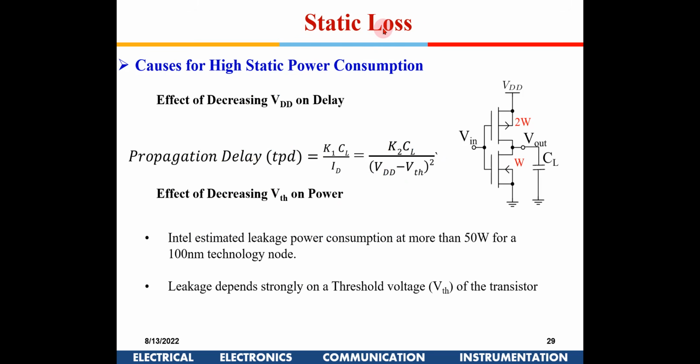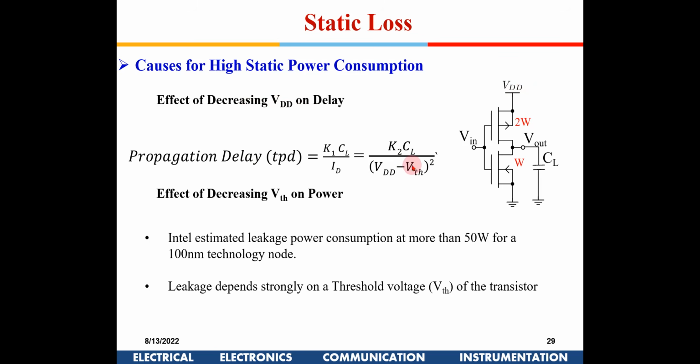And now talking about static loss. Okay, we know that the current will flow when it is on, and even though it is on, there will be some path between VDD and ground, and hence that is known as static current. And why has static current become a big issue? Because as we keep scaling, we are decreasing VDD because of technology.